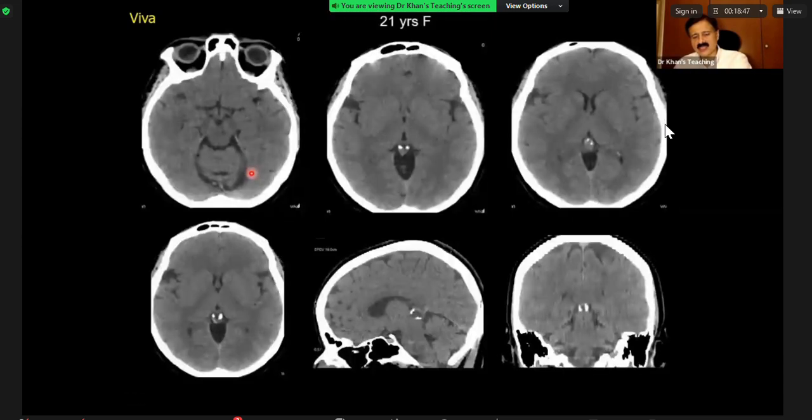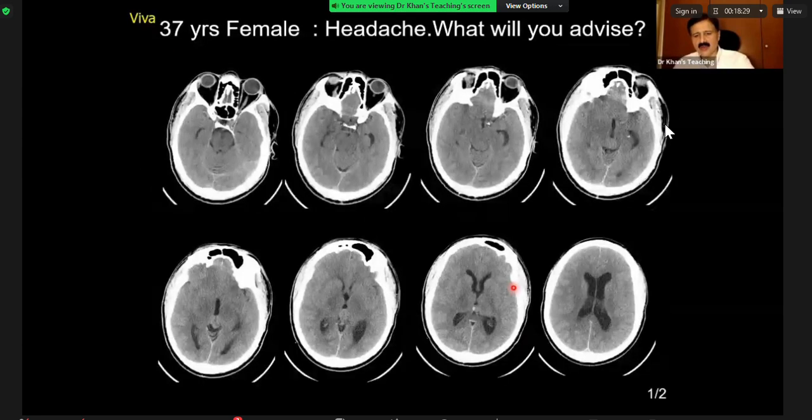This was a pineal cyst. On a CT scan, look for bracket sign. You see, this is known as bracket sign. Basically, there is expansion of the pineal, and that is why the calcification has gone to the periphery. And this sign is known as bracket sign.